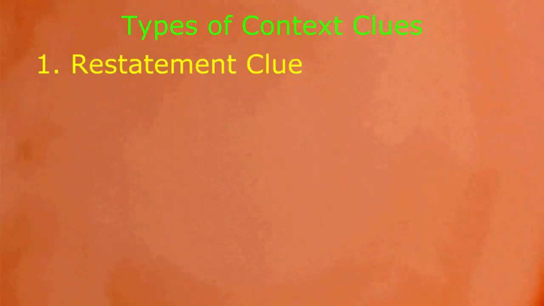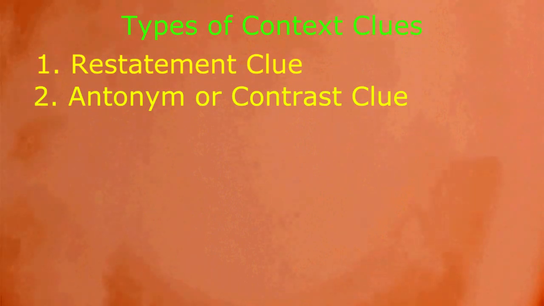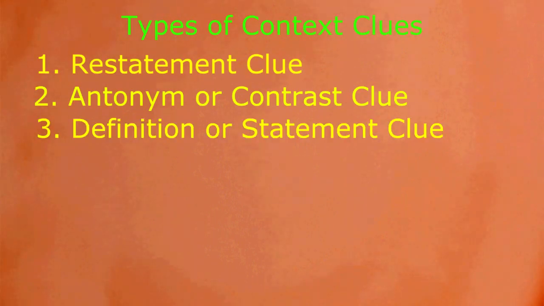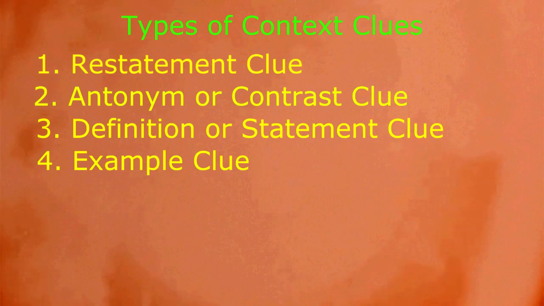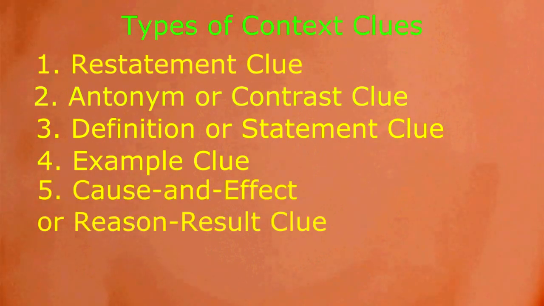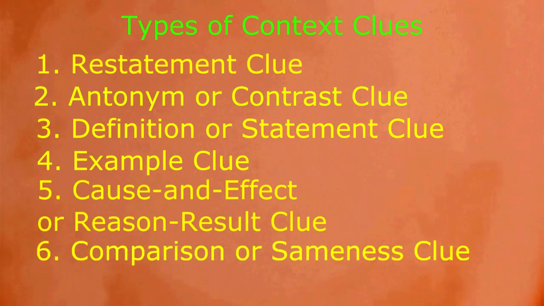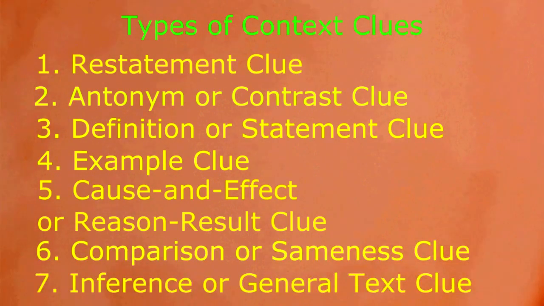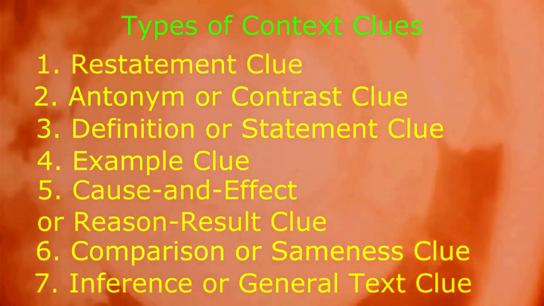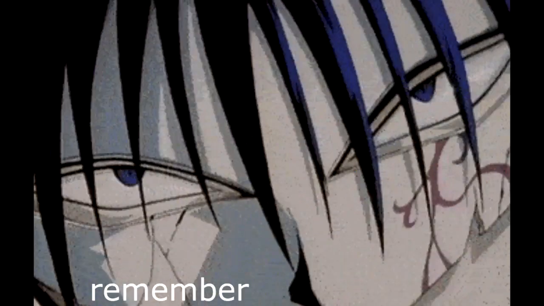Again, the different types of context clues are: 1. The restatement clue, 2. Antonym or contrast clue, 3. Definition or statement clue, 4. Example clue, 5. Cause and effect or reason result clue, 6. Comparison or sameness clue, and 7. Inference or general text clue. Remember that in order to determine the meaning of an unfamiliar word, just read the context very carefully, and if you keep on reading, you can always encounter clues given within the sentences.